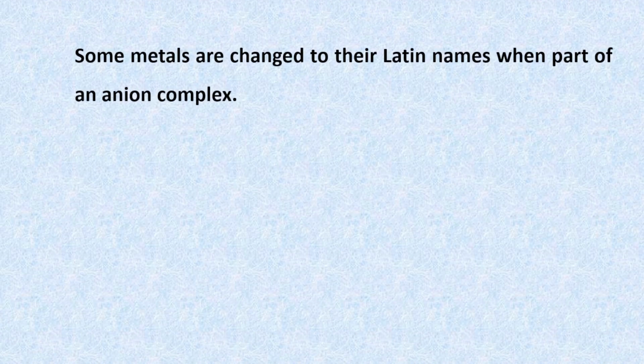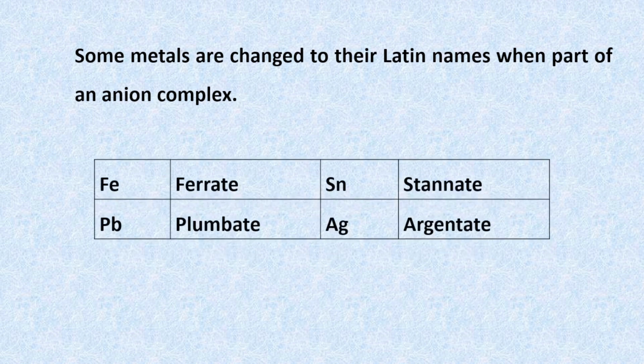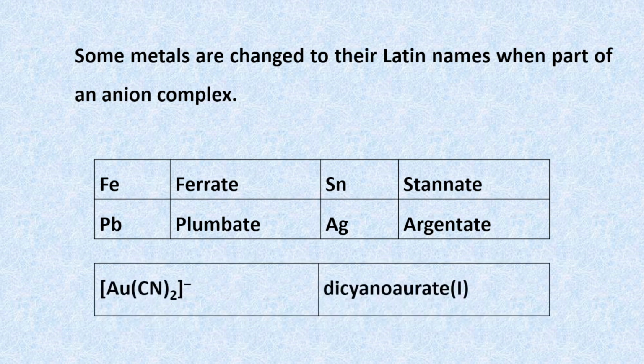Some metals are changed to their Latin names when part of an anionic complex. For example, iron as ferrate, tin as stannate, lead as plumbate and silver as argentate. The IUPAC nomenclature of this complex of gold is dicyanoaurate. Gold changed to aurate.